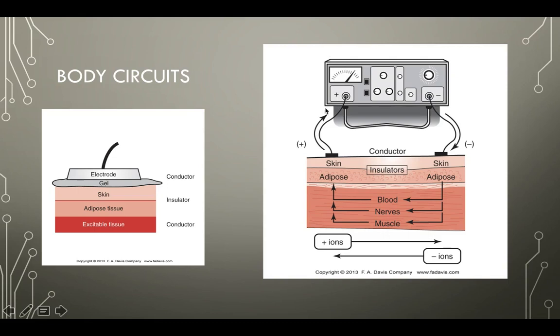Another thing to pause on in this picture is the machine itself. When we're trying to produce electrical energy to enter the body, you need what we call a generator. For most of our modalities, that's going to be a standard 120 volt alternating current generator. It takes the electricity coming in from the walls and creates 120 volt alternating current. Some of our modalities will also be battery operated, so those are going to be DC currents.